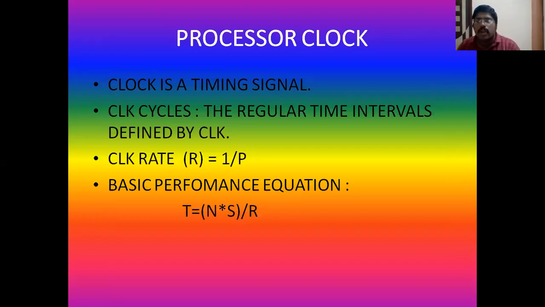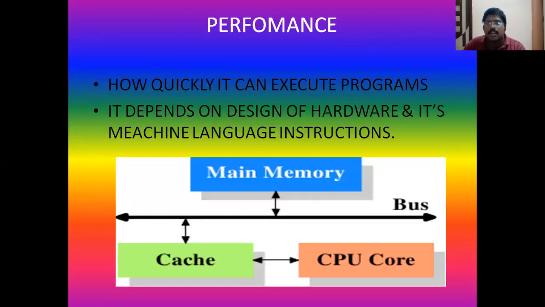We have just told this in our previous slide. We'll just move to the previous slide. What is the heading of this slide? Performance. So what we have mentioned here is how quickly it can execute the programs. How quickly it is executing the programs will depend on the clock frequency. How quickly a processor is going to execute a task will depend on the clock we are giving.